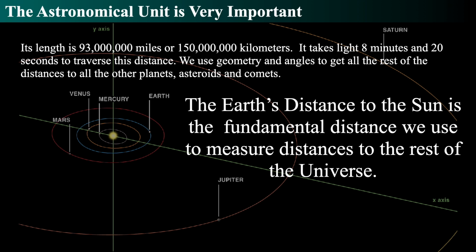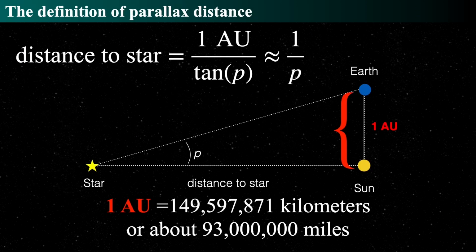And this distance definition gets us out to the planets. It allows us to find the distances of planets. It allows us to find the distances to far stars. We use the AU and find out, well, how far is a parallax? Well, 1 astronomical unit is about 150 million kilometers, but stars are really far away, so that angle is really, really small.